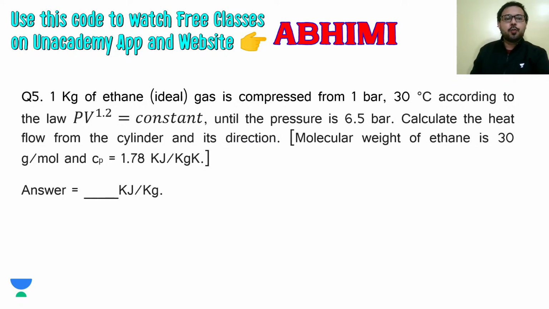So 1 kg of ethane ideal gas is compressed from 1 bar, 30 degrees Celsius, according to the law PV raised to the power 1.2 is equal to constant, until the pressure is 6.5 bar. Calculate the heat flow from the cylinder and its direction. The molecular weight of ethane is given, and Cp is also given, and we have to provide the answer in kilojoule per kg.